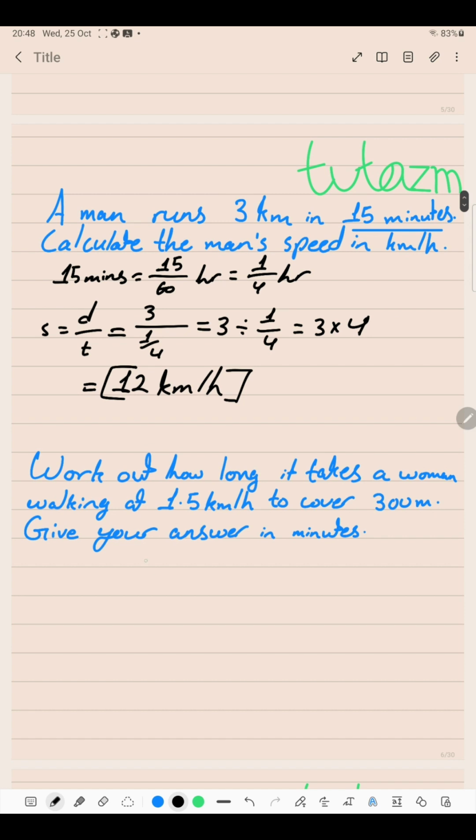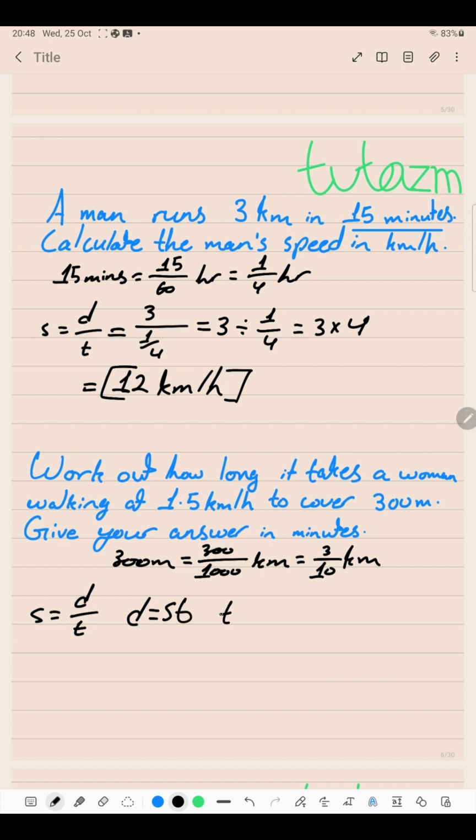So to go from meters to kilometers, you have to divide by 1,000. So 300 meters is equal to 300 over 1,000 kilometers equals 3/10 of a kilometer. Now we can rearrange our formula for speed. So speed equals distance over time, and we want our time here. So we're going to rearrange for time. So distance equals speed times time, and so time is equal to distance divided by speed.